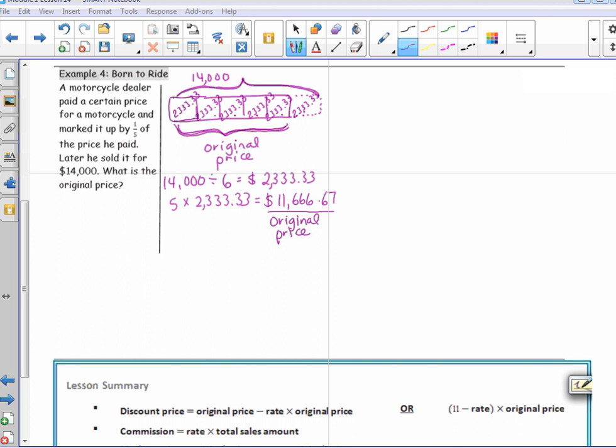Let's solve this problem in another way as well. In this situation, we do have an unknown, and that unknown is the original price. So let's use a variable for that. Let's let x equal the original price. And we know that the price of the motorcycle, let's call that 1, the original price, plus the markup of 1/5 is going to equal the selling price.